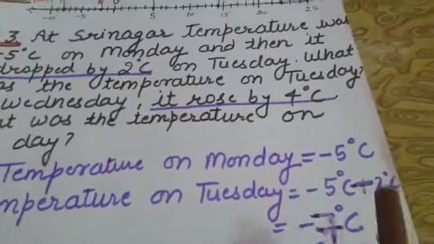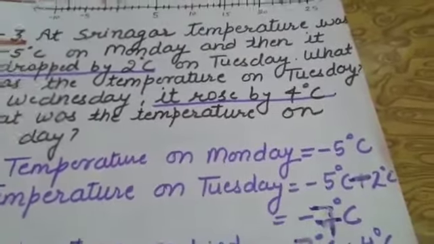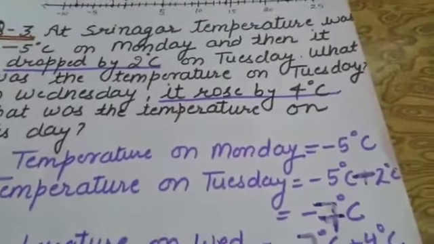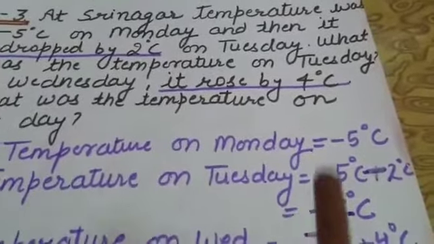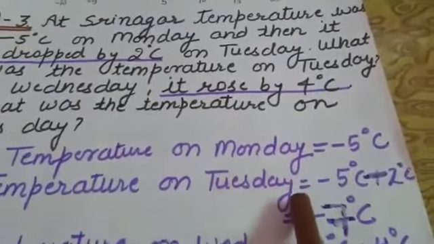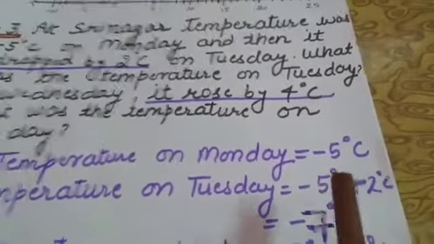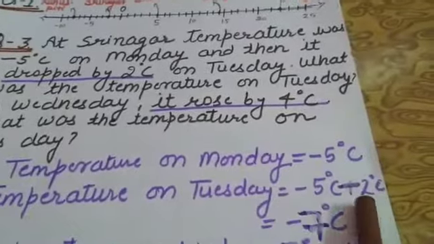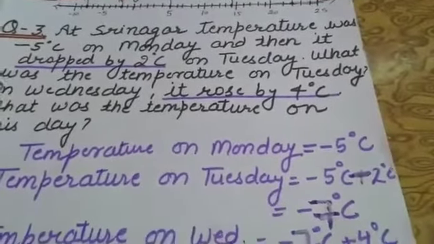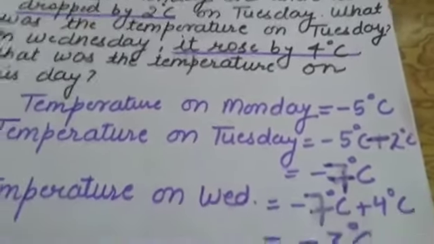The temperature on Monday is given to be -5 degrees Celsius. On the next day, it decreases by 2 degrees. Decreases means it reduces. We have to subtract. So -5 is the initial temperature. As it reduces, it will be -2 degrees. So there are 2 negative integers, so simply you have to add the numbers and the sign will be negative. So the temperature on Tuesday will be -7 degrees.